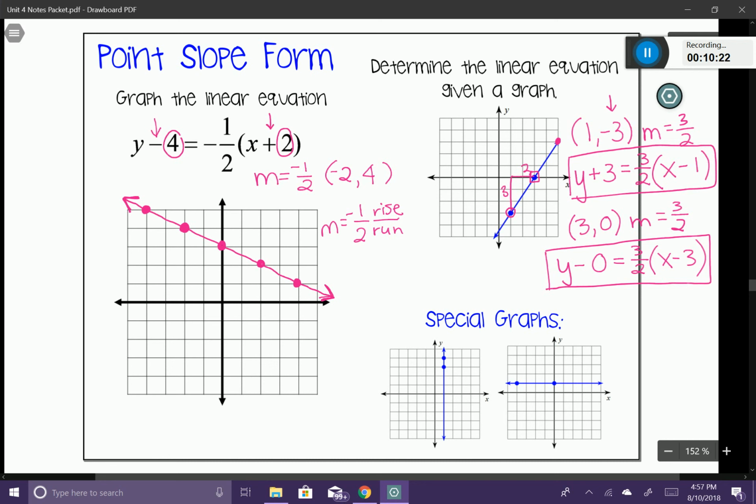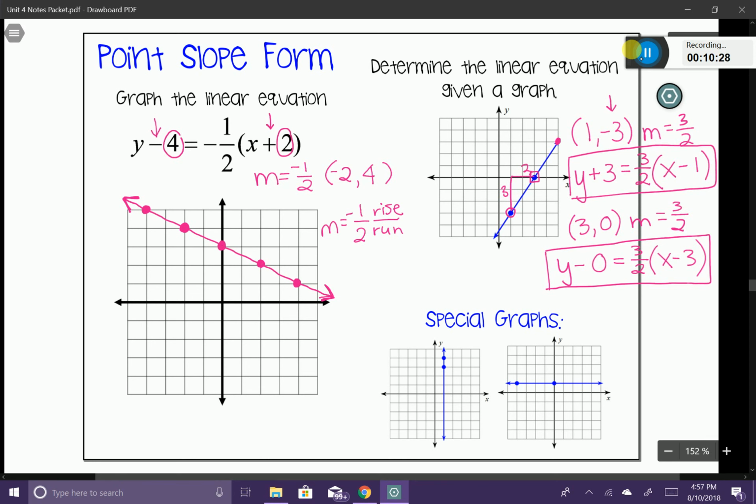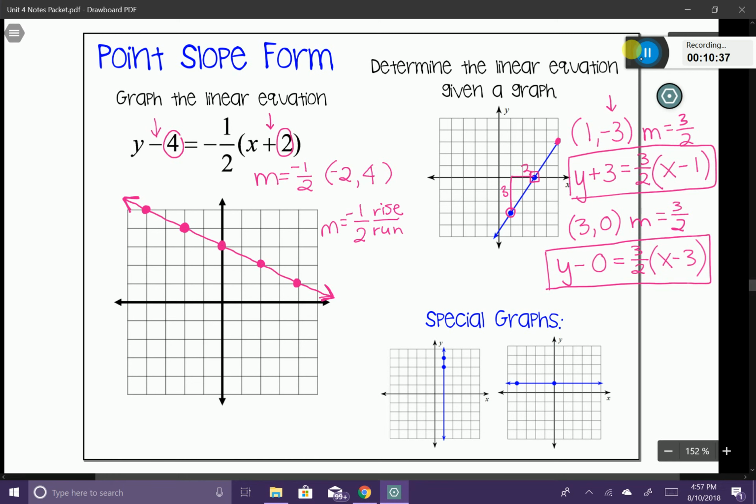All right, let's talk about those special graphs that we talked about back when we talked about slope intercept form. Do you remember these, the ones that are vertical and horizontal? If you remember what we talked about in that lesson, every single vertical line is going to look exactly the same. Likewise, horizontal lines, the equation is going to look exactly the same. If you remember correctly, vertical lines are going to be x equals, and then wherever it crosses the x-axis, that's going to be what it equals.